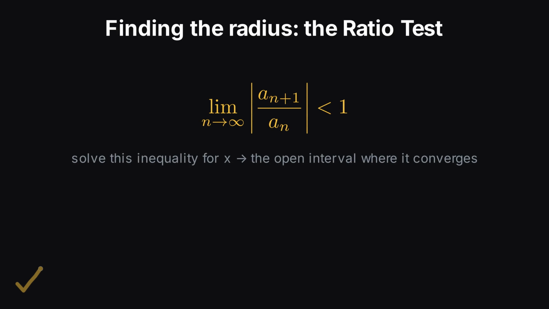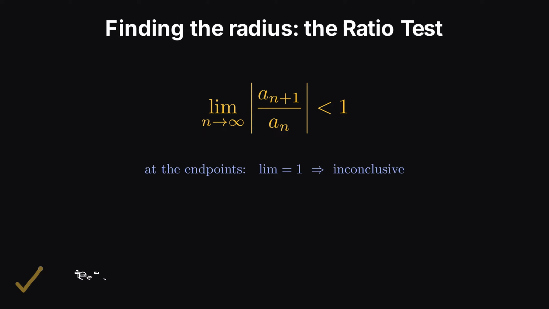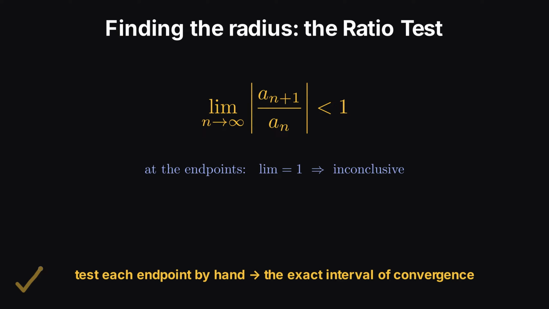The ratio test. Take the absolute value of the ratio of consecutive terms, let n go to infinity, and require that limit to be less than 1. Solving that inequality for x gives the open interval where the series converges. The ratio test nails the inside of the interval, but it's silent at the two endpoints. There the limit equals exactly 1, which is inconclusive. So you test each endpoint separately by hand. That finally gives you the exact interval of convergence.